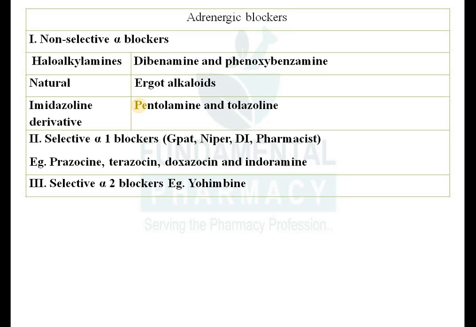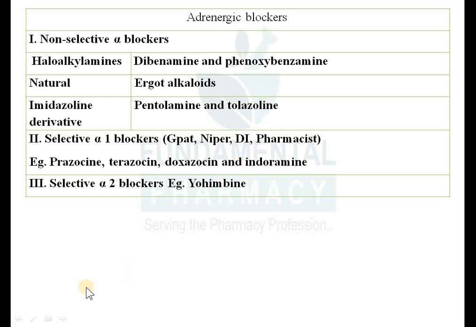For example, prazosin, terazosin, doxazosin and indoramine. So remember alpha 1 blockers, selective alpha 1 blockers: prazosin, terazosin, doxazosin, then indoramine. इसके ऊपर एक बार क्वेश्चन आया था जीपीएट में, identify which one of the following is an alpha 1 blocker: prazosin, terazosin, doxazosin, indoramine. Okay, and non-selective you have to remember dibenamine, phenoxybenzamine, pentylamine, and tolazoline.